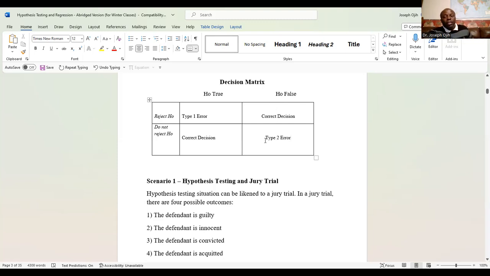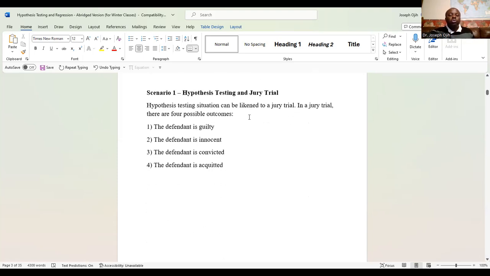So now these are the types of error we commit. Now I'm going to use a real life situation to explain this more. I'm going to use jury duty, or jury trial. In a jury trial of a defendant, there are 4 scenarios. Either the defendant is guilty, or innocent, or convicted, or acquitted. These are the 4 scenarios.